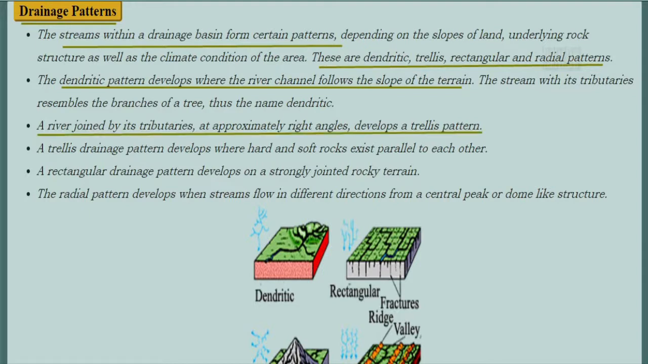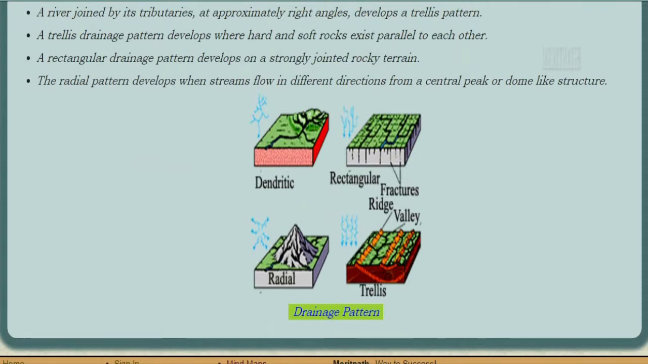A river joined by its tributaries at approximately right angles develops a trellis pattern, and a trellis drainage pattern develops where hard and soft rocks exist parallel to each other. Rectangular drainage pattern develops on a strongly jointed rocky terrain. Radial pattern develops when streams flow in different directions from a central peak or dome-like structure. So in this image we see the different drainage patterns: dendritic, rectangular, radial and trellis.